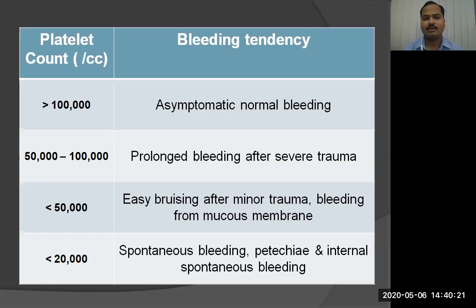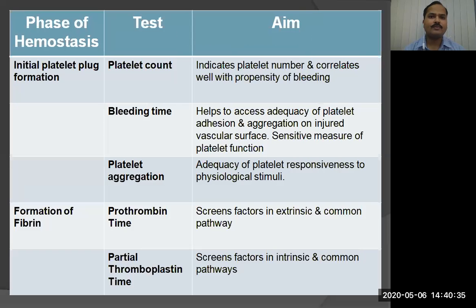So it is very important that in cases where the platelet count has reduced, first we have to know how many platelets are present. Depending on that, we can assess the severity of the condition. Then, the phase of hemostasis and what test has to be advised for which phase, as we have studied the various phases. In the first phase, where the initial platelet plug formation occurs, the platelet count, the bleeding time, as well as the platelet aggregation have to be assessed.